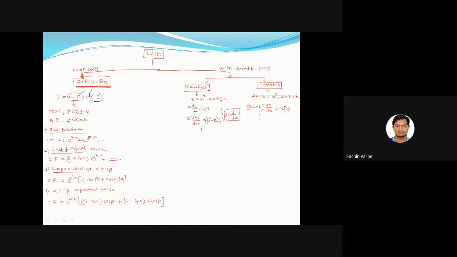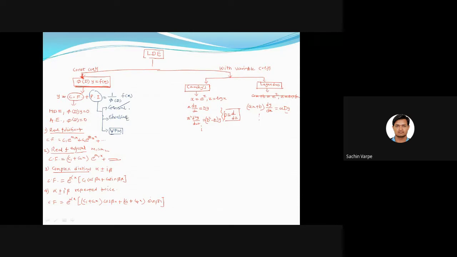Particular integral, mainly we have started with the formula that is 1 upon phi of D into the right hand side function f of x. We have discussed the three methods of solution of particular integral. What are those? First one is general, then shortcut, and the third one is variation of parameter method, right? Out of these three methods, the last, variation of parameter method, has its own importance because that would be specifically asked in exam, solved by method of variation of parameter.